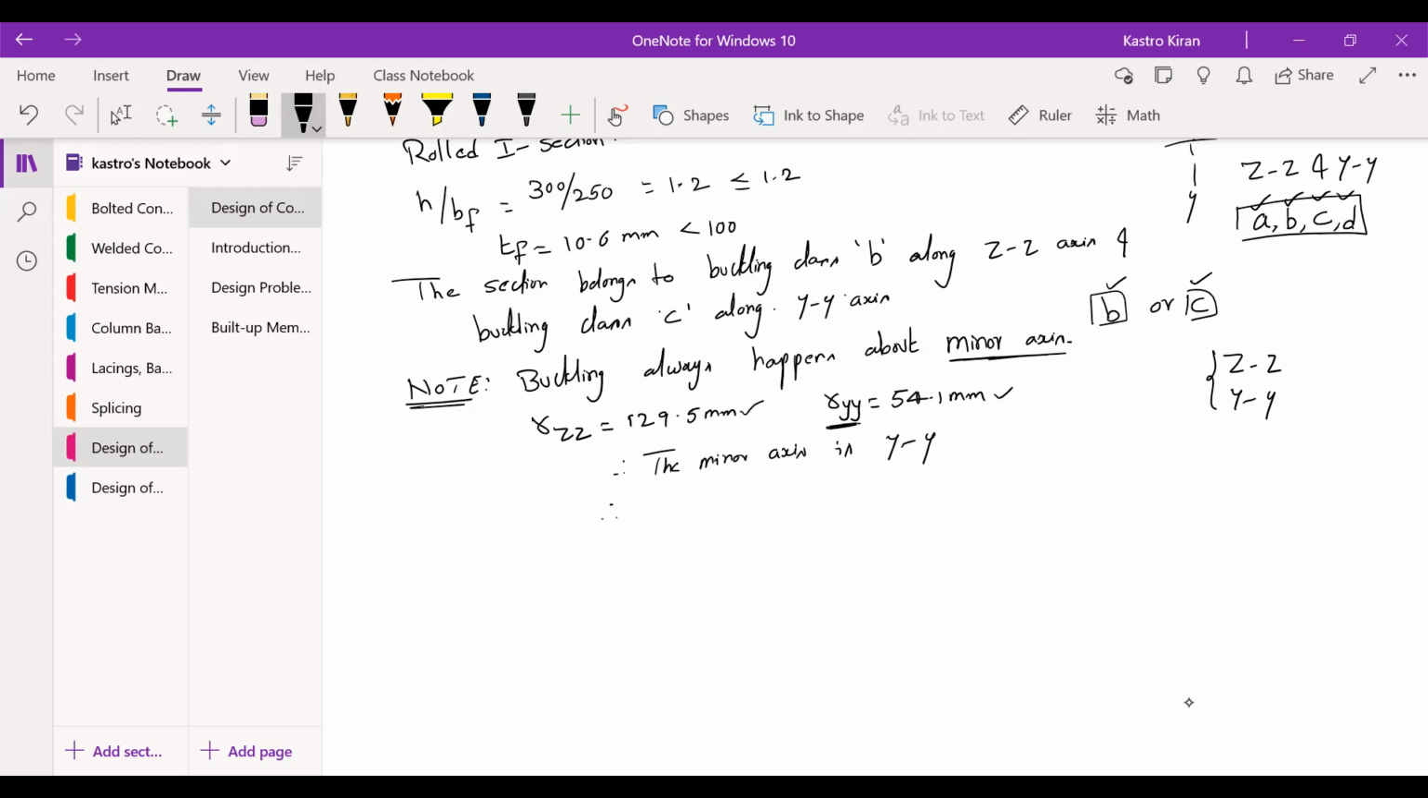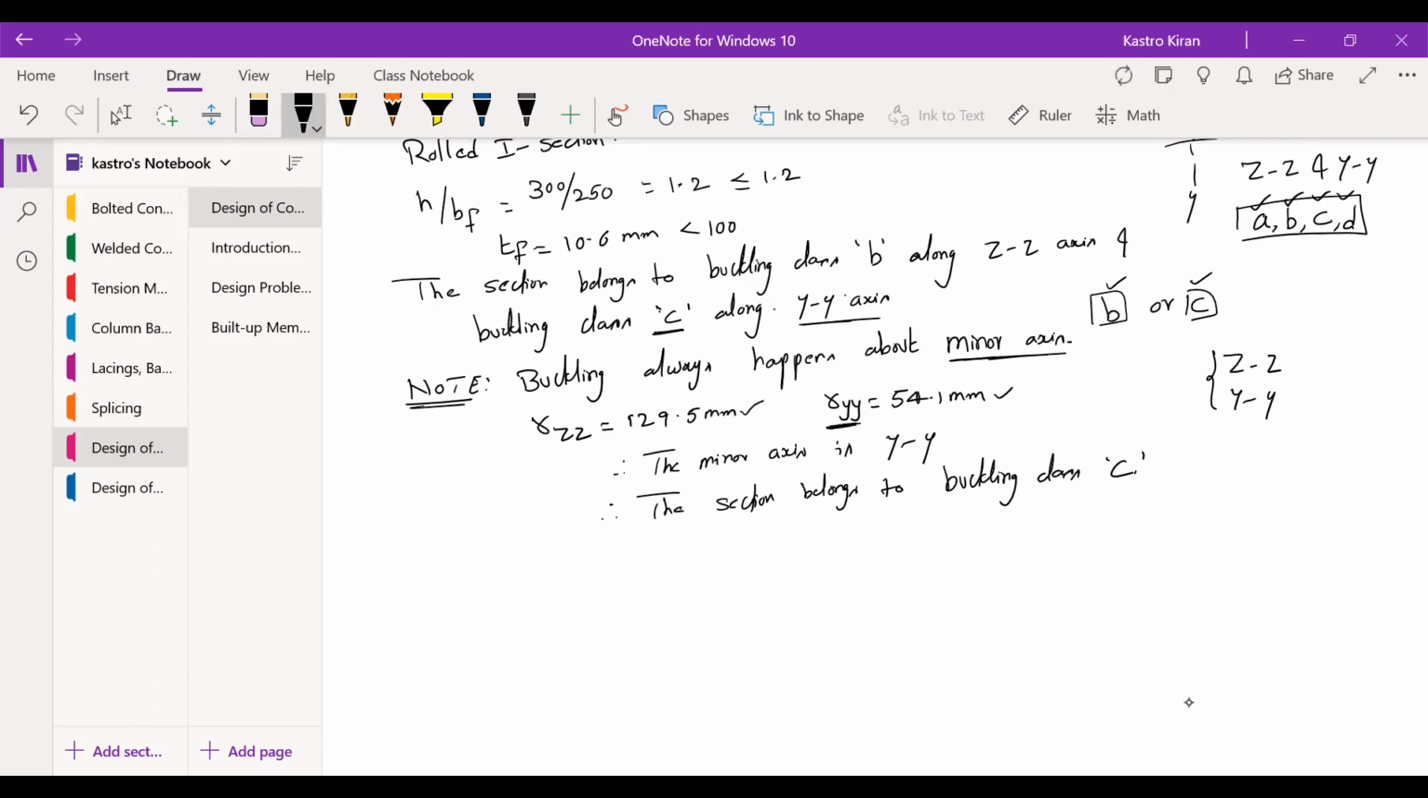So therefore, along which one does the section belong to? B or C? Along the YY axis, it belongs to buckling class C. The section belongs to buckling class C. And this is how you have to identify which buckling class the section belongs to.